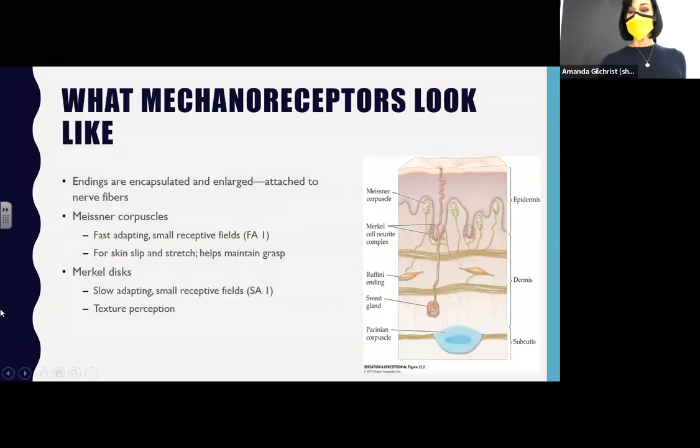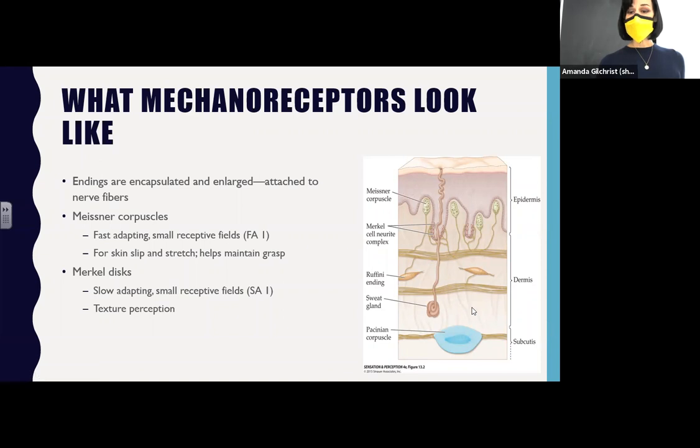Okay, so let's talk about what the different mechanoreceptors look like. So here we have different layers of skin.